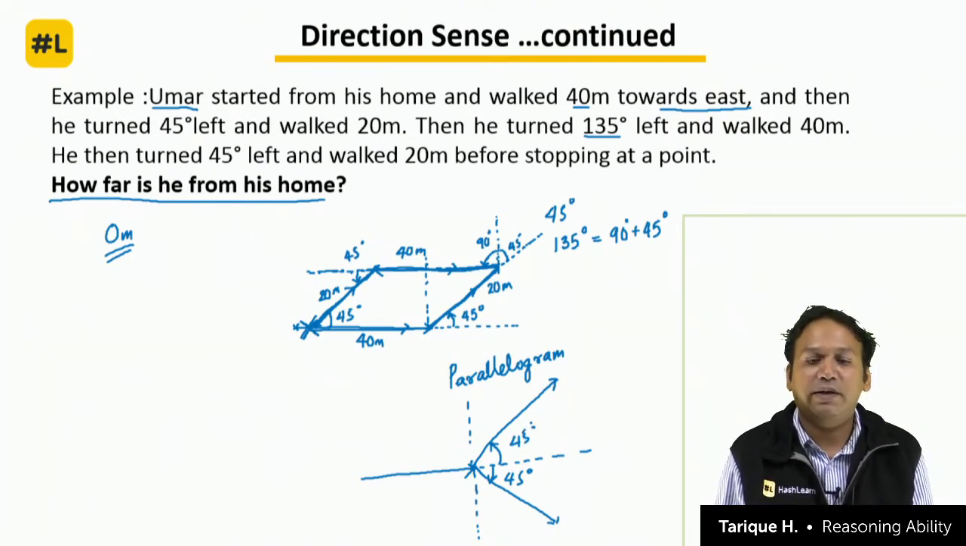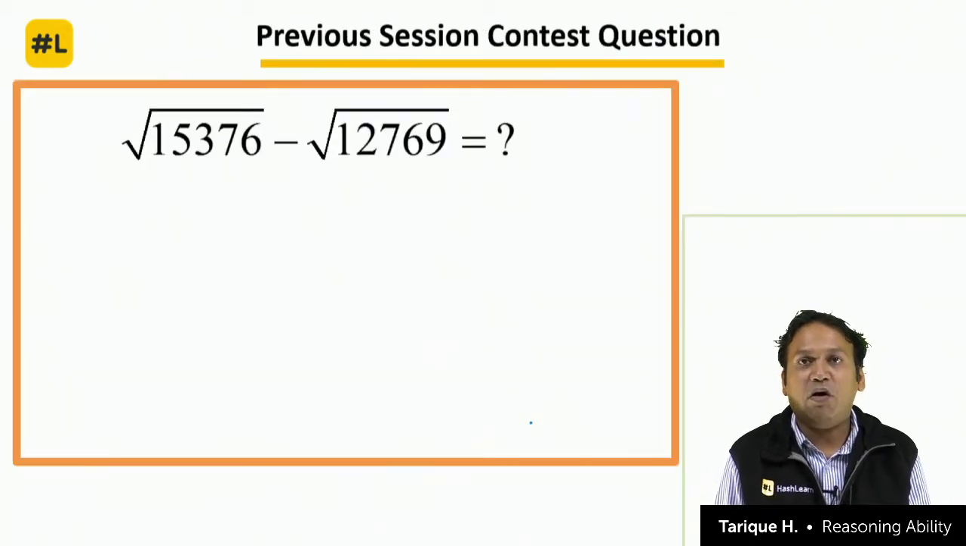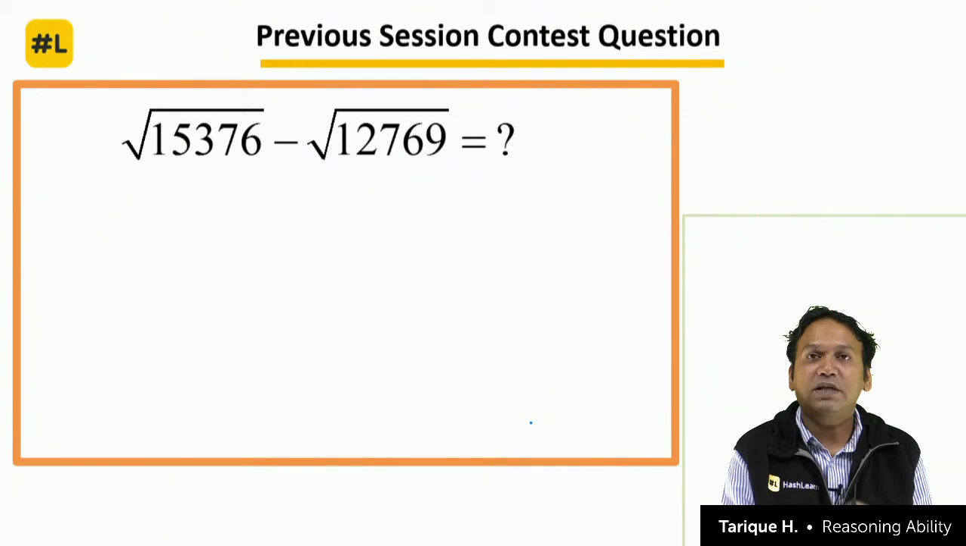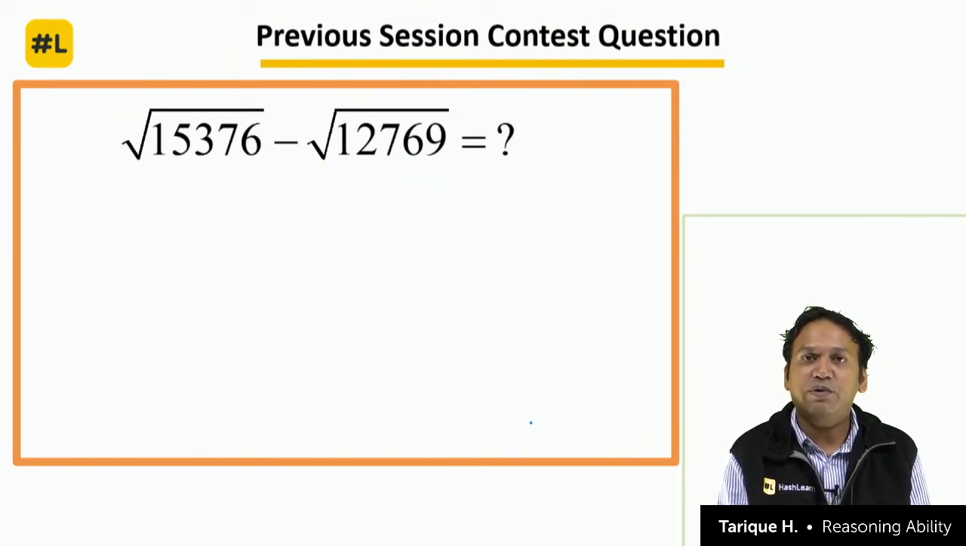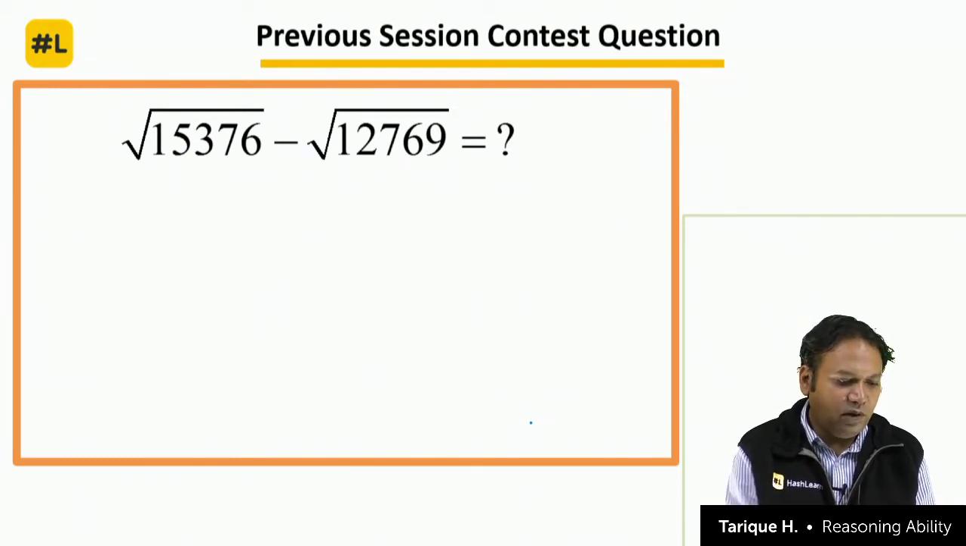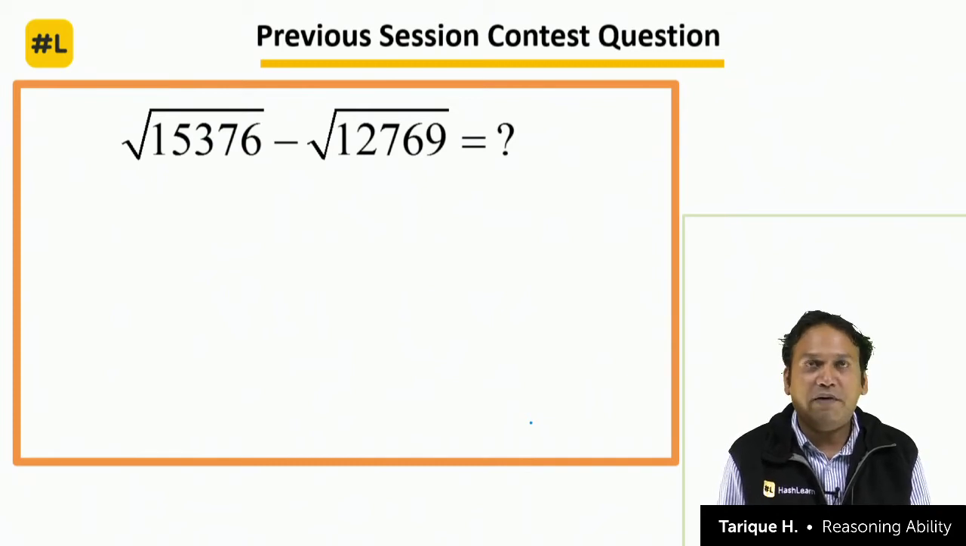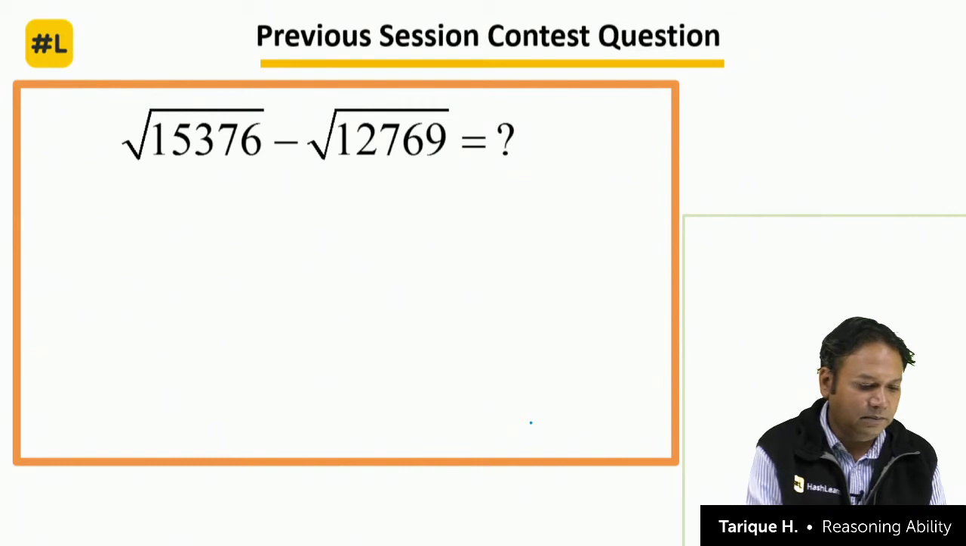Accordingly you have to solve the question, make the diagrams neatly and get the answer. Next you will see the previous session contest question from the session on square root and cube root that I did today in the morning. What is the difference between the square root of 15376 and the square root of 12769?